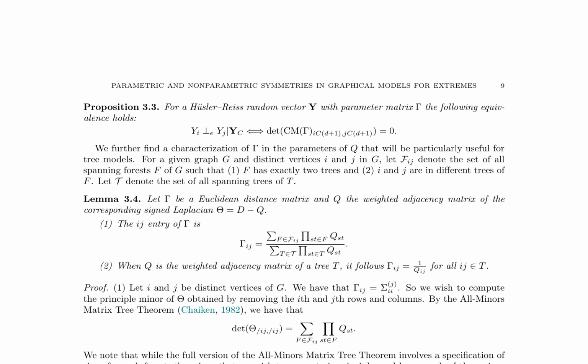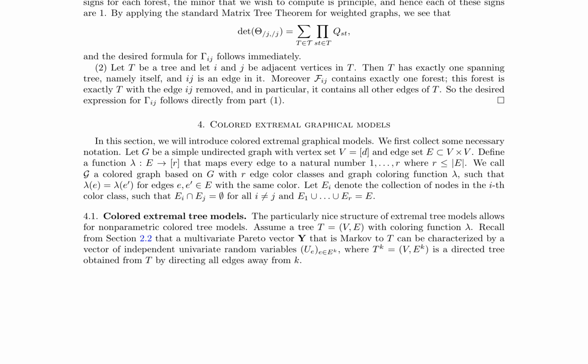Lemma 3.4 provides a formula for the entry of gamma, which is expressed as a sum over all spanning forests F in F_ij. The formula involves the weighted adjacency matrix Q of the signed Laplacian Theta equals diag(Q), when Q is the weighted adjacency matrix of a tree T. The authors show that gamma_ij simplifies accordingly for all ij in T. The proof of Lemma 3.4 relies on the all-minors matrix tree theorem and the standard matrix tree theorem for weighted graphs. The authors apply these theorems to compute the principal minor of Theta obtained by removing the ith and jth rows and columns, which yields the desired formula for gamma_ij.